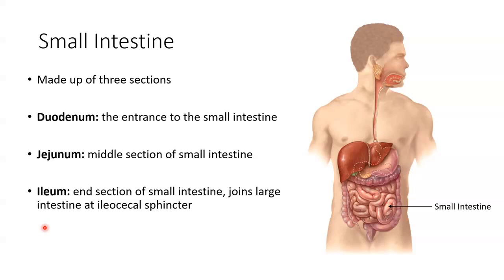The increased surface area due to these structures allows for greater contact of the ingested food to cells that secrete digestive enzymes, as well as contact with absorptive cells, which help actually absorb the nutrients out of the food and then go into the blood.